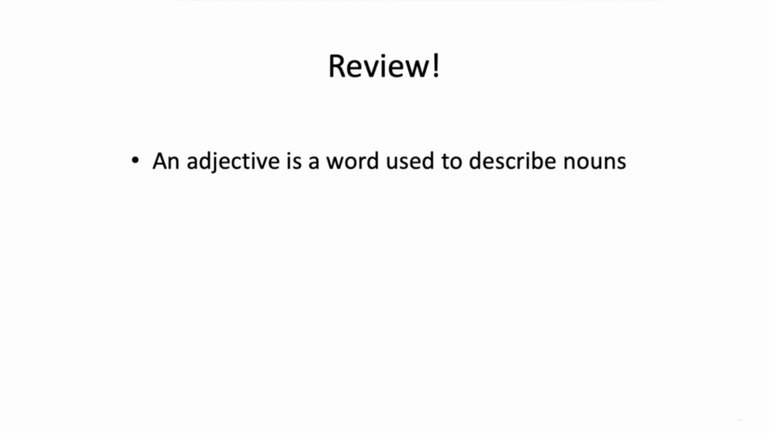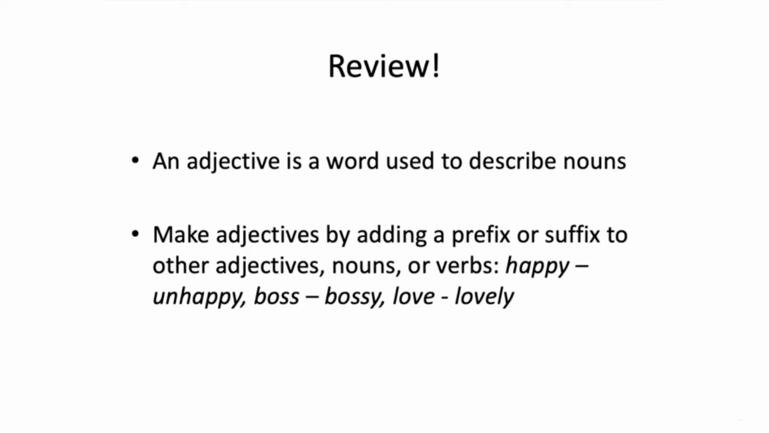An adjective is a word used to describe nouns, such as people, objects, events, substances, and ideas. There are many ways to make an adjective, like adding a prefix to an existing adjective or a suffix to a noun or a verb. For example, happy, unhappy, boss, bossy, love, lovely.